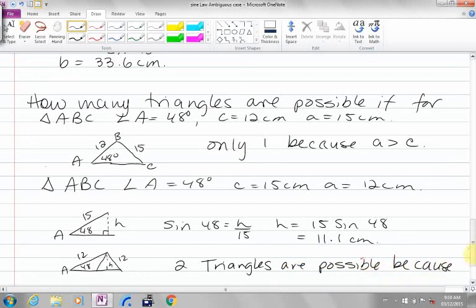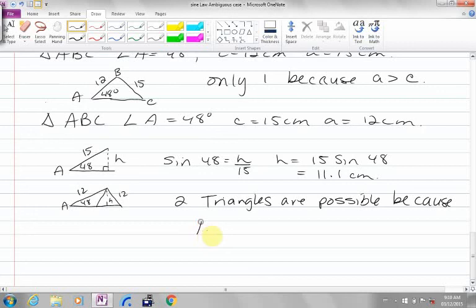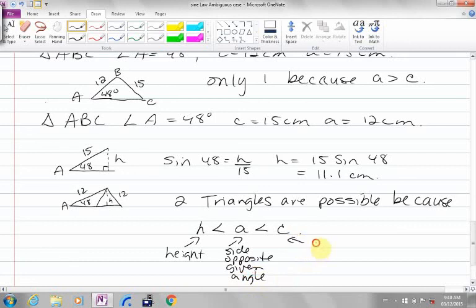Because H is less than A is less than C. Does that make sense? HAC? Okay, so this is our height. This is our side opposite the given angle, and this is our other given side. So as long as the side opposite the given angle is between the height of the triangle and the other given side, then we can make two triangles.